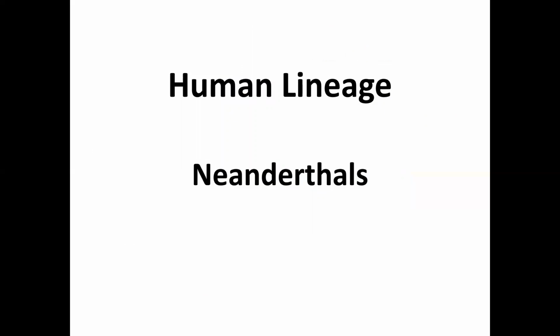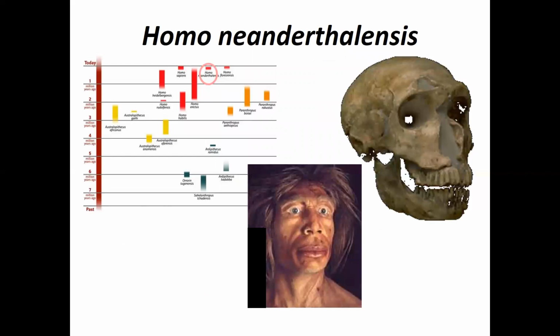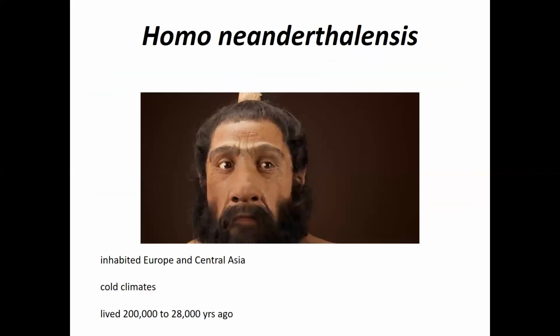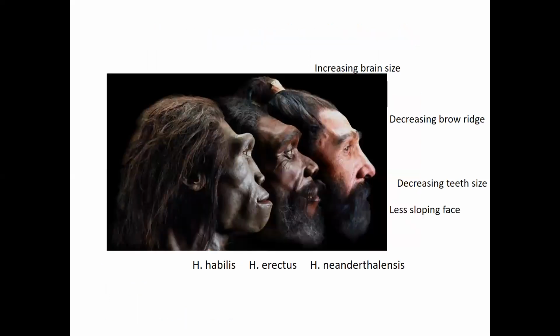And from Homo erectus, we have Neanderthals, Homo neanderthalensis. They inhabited Europe and Central Asia, lived in mostly cool climates, and lived 200,000 years ago to 28,000 years ago. Once again, 28,000 years ago is not that long ago. So they had an increase in brain size compared to the earlier Homos, and a decrease in the brow ridge. They still have that backward sloping forehead, but a smaller brow ridge, decreased teeth size, and a little bit less sloping face.